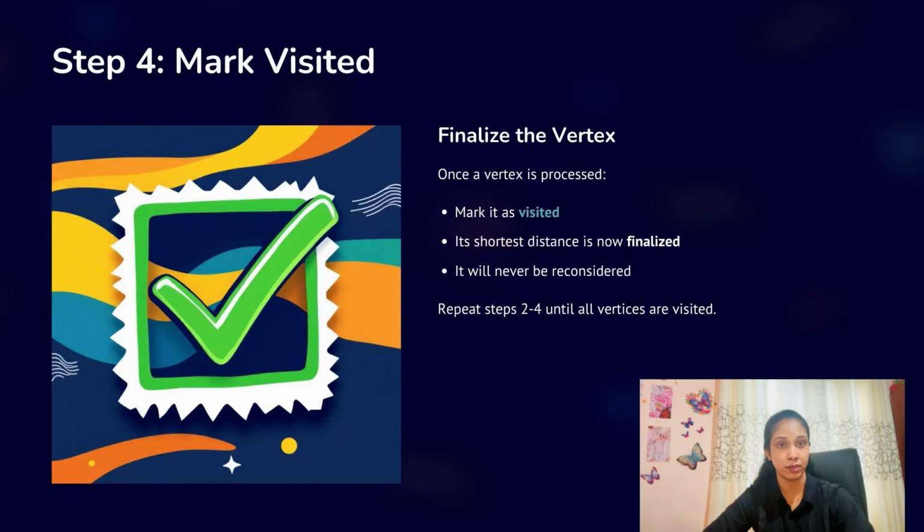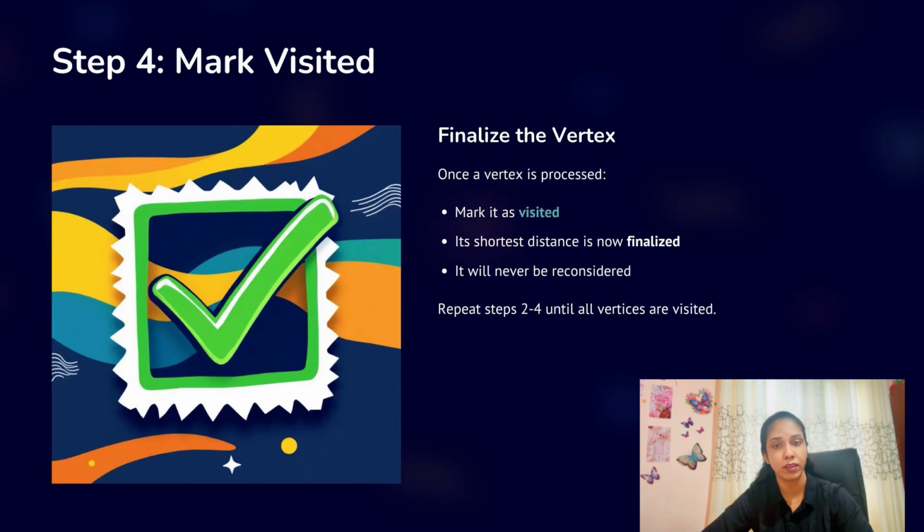Next, fourth step, mark visited. Once all neighbors are processed, we mark the current vertex as visited. This means its shortest distance is finalized. Then we repeat the process until all vertices are visited.